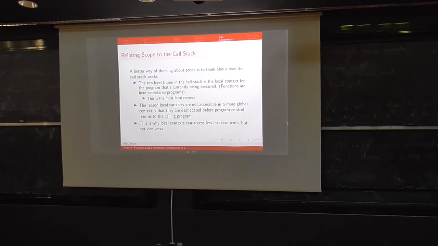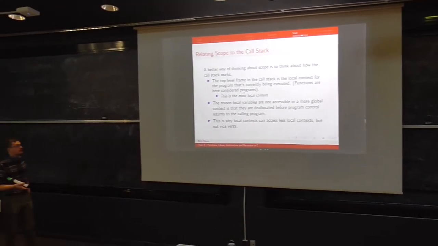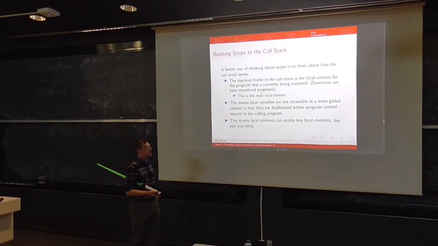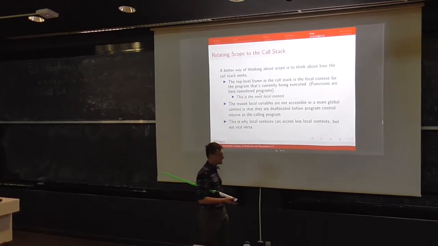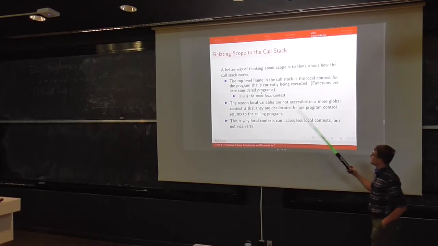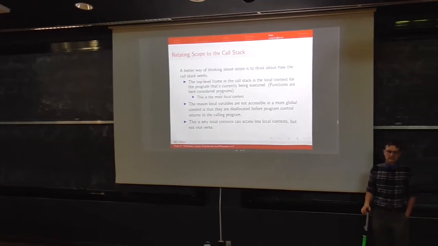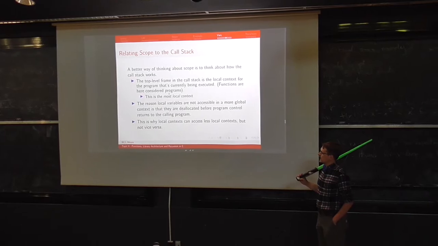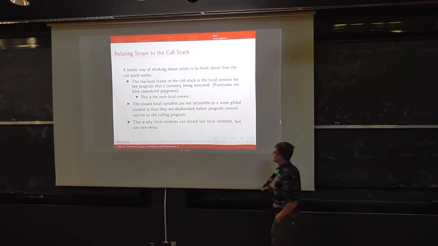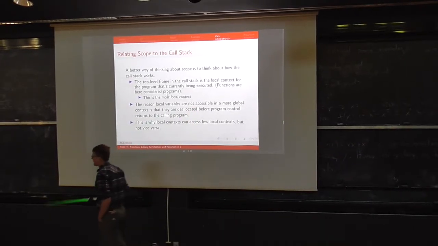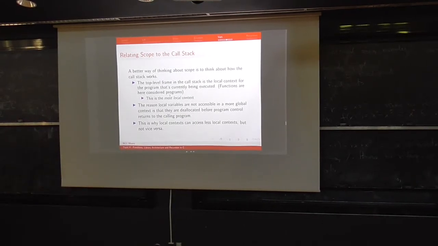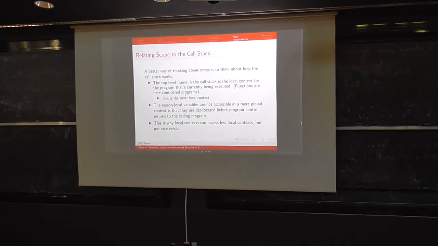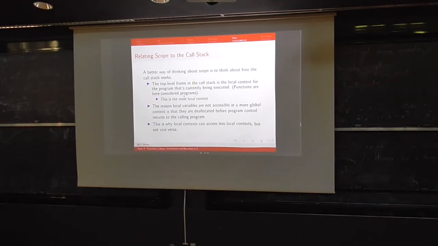So, a better way to think about scope is to think about how the call stack works. The top-level frame in the call stack is the local context for the program that is currently being executed. Functions are here considered programs. This is the most local context. The reason local variables are not accessed in a more global context is that they are deallocated before program control returns to the calling program. This is why local context can access other local contexts, but not vice versa.